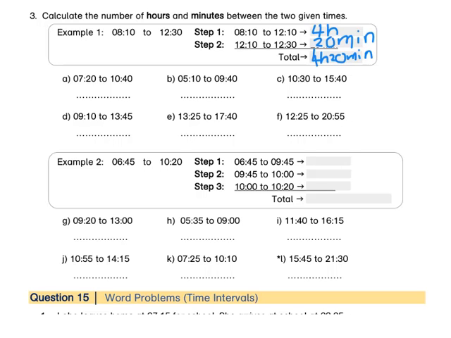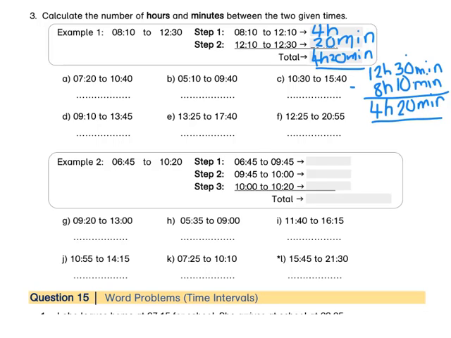Now another way that we could have done this is to subtract. So we always start with our bigger time. So we say 12:30 is 12 hours and 30 minutes. And then we subtract 8 hours and 10 minutes to work out the difference between the 2 times. Now 30 minutes minus 10 minutes is 20 minutes. And 12 hours minus 8 hours is 4 hours. And do you see we get exactly the same answer in both?